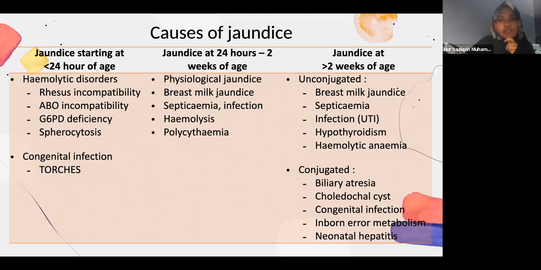Most of the time, for less than 24 hours, it is caused by hemolytic causes such as rhesus incompatibility, ABO incompatibility, or G6PD deficiency, or can also be by congenital infection. For 24 hours to 2 weeks, it is most likely extremely common, and it can be physiological or also pathological. For more than 14 days, it can be unconjugated or conjugated, but most of the time this needs to be investigated, especially for conjugated jaundice.